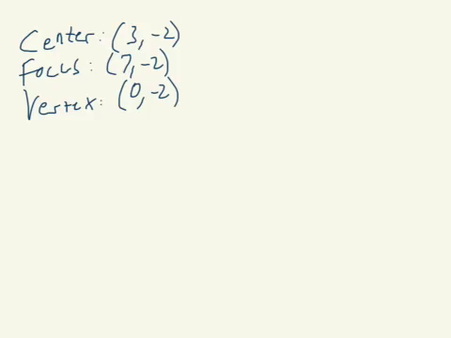A hyperbola has two foci and two vertices, so what's going on here? We only have one of each. I'm giving you the minimum of what you need. Recall, to find the equation of a hyperbola or an ellipse, you need four things.